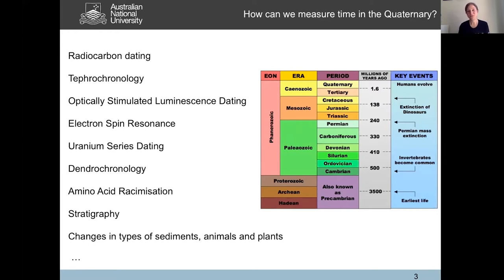Now there's a lot of different dating techniques that we can use to work out how old things are in this time period. So we've got things like amino acid racemization, dendrochronology, this is counting tree rings, a whole range of techniques which are based on the decay of uranium. So uranium series dating, and then very strange techniques called electron spin resonance and optically stimulated luminescence. And tephrochronology is based on volcanism, so using volcanic explosions to work out chronologies.